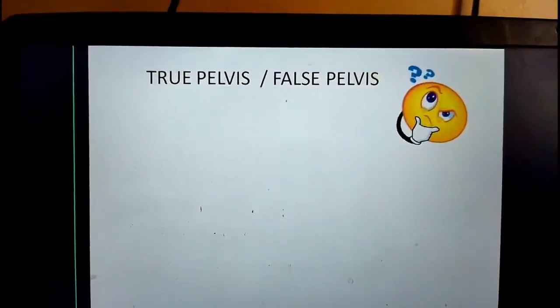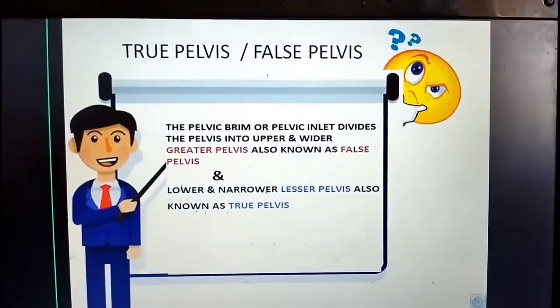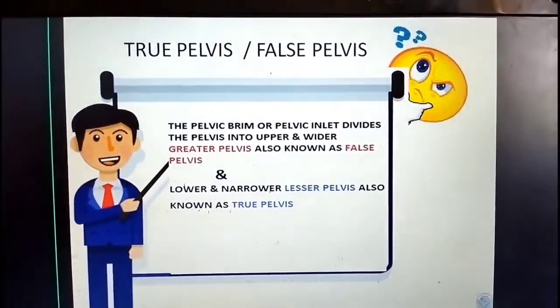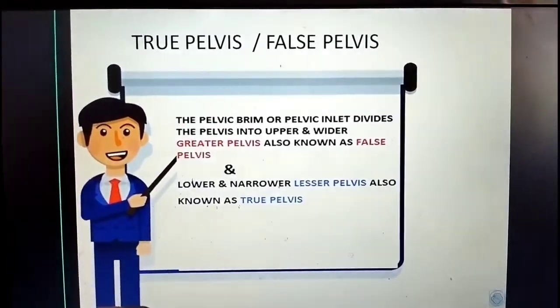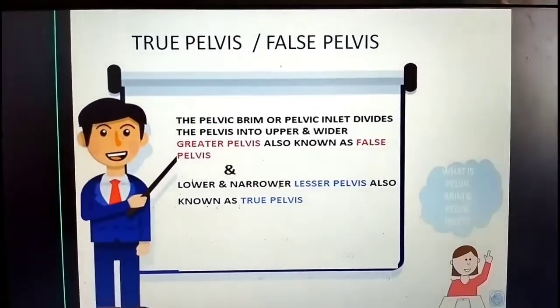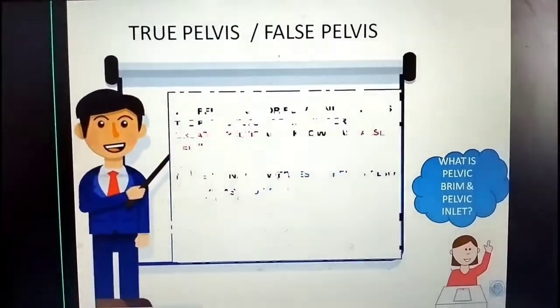Now we will come across two terms, true pelvis and false pelvis. This can be baffling. Now the pelvic brim or the pelvic inlet divides the pelvis into upper and wider greater pelvis, also known as the false pelvis, and lower and narrower lesser pelvis, also known as the true pelvis.